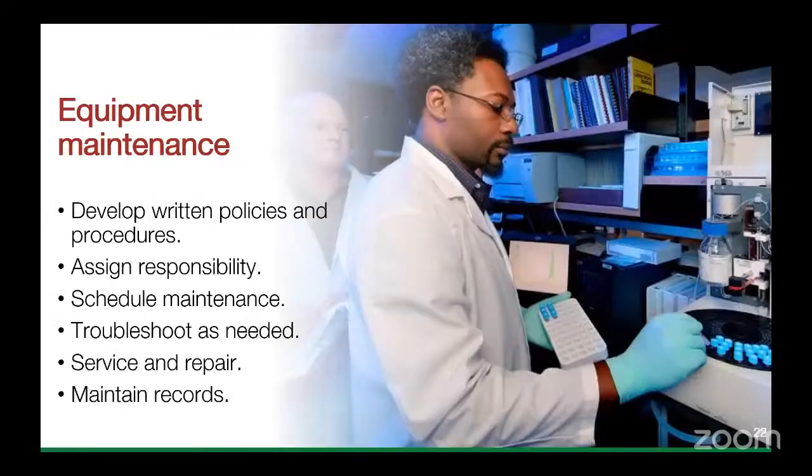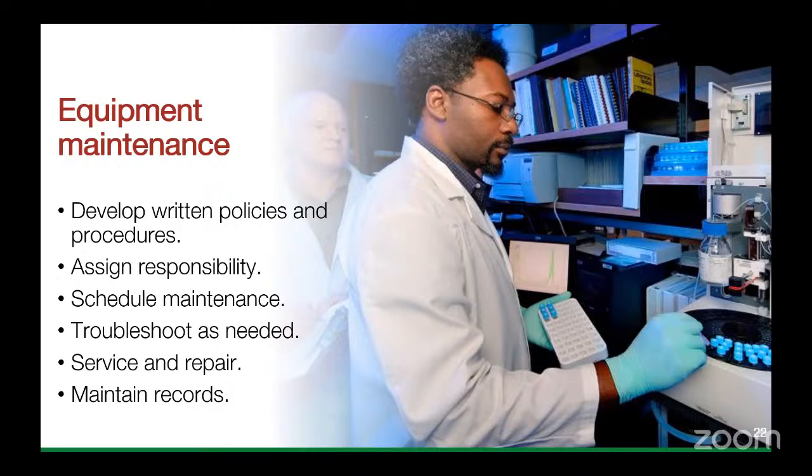Now, equipment maintenance. Develop written policies and procedures. Assign responsibility. You have to have a scheduled maintenance. Troubleshoot as and when needed. Then service and repair. Then you need to have a maintenance record. Very important: your maintenance record has to be up to date, and maintenance has to be done as and when due. The attitude of saying, okay, you have a daily maintenance and you push all the daily maintenance to weekly, that is a bad practice, and that can lead to equipment breakdown. Just like you having your car and not maintaining it, one day the car is going to stop in the middle of the road. So maintenance of equipment is very, very important.